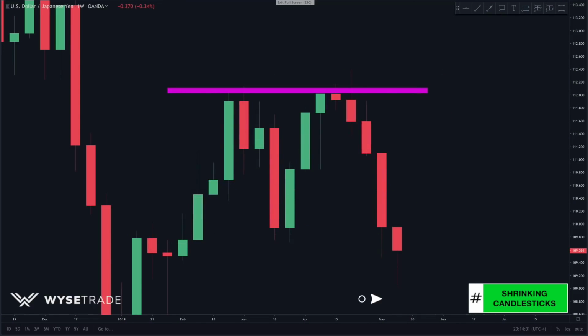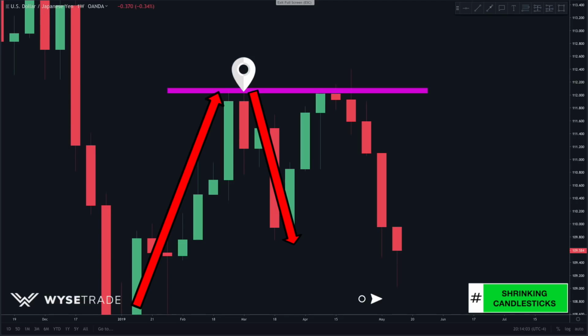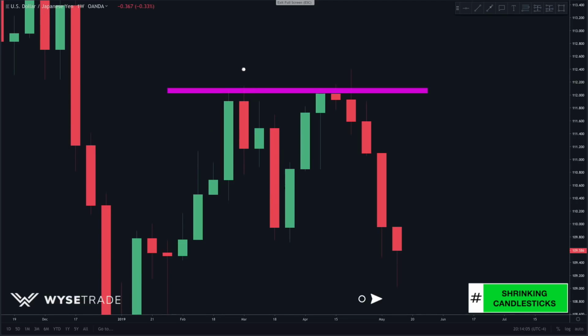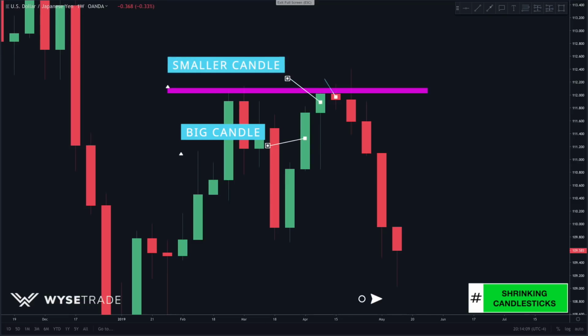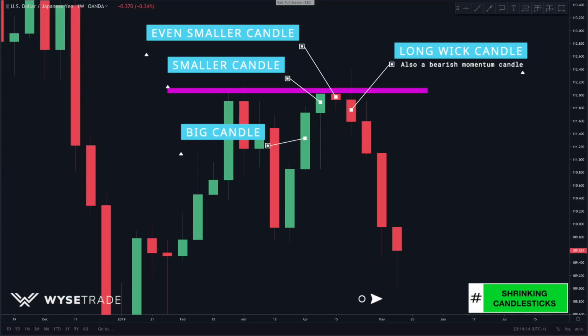As you can see, price came up, hit and reversed, giving us a level of resistance. When price came back up to this level, we had a big candle, smaller candle, and an even smaller candle, followed by a long wick candle rejection. And this was a picture-perfect example of shrinking candles, but also combining it with a long wick candle for extra confirmation, which followed with a reversal.